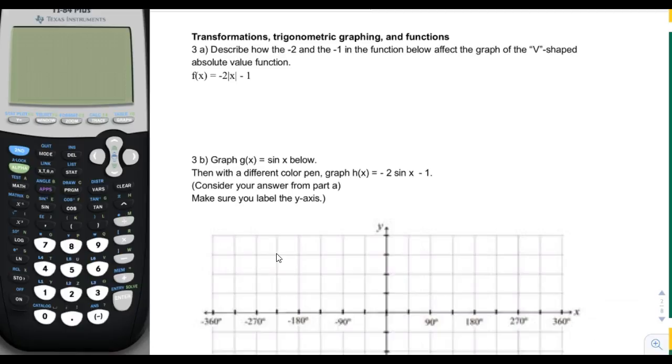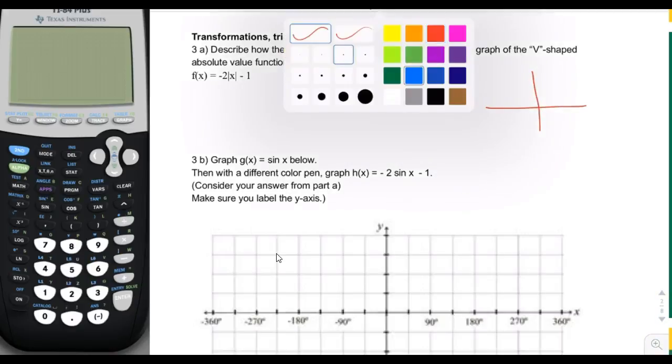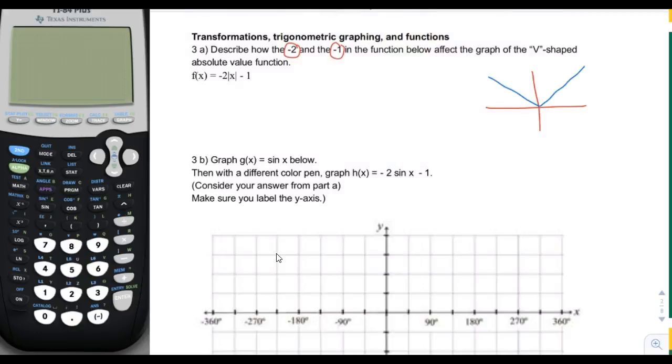So first it says, describe how the -2 and the -1 in the function below affect the graph of the V-shaped absolute value function. We know that the absolute value function basically looks like a V, usually a V with diagonal lines at 45 degrees. And when you multiply or subtract numbers from the basic absolute value function, what happens is a transformation. The absolute value function becomes stretched or compressed in the vertical or horizontal direction. It gets translated horizontally or vertically.